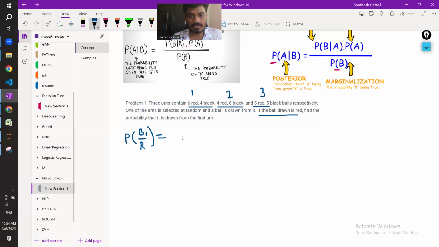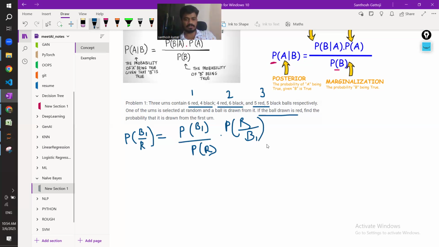So here, what I will do: probability of B1 given R equals probability of B1 into probability of R given B1, divided by probability of R. Agree? As I tell you, if anywhere you are missing track, just stop me so I can revise it. But make sure that you understand without any confusion. So this is the formula. I hope you are clear.